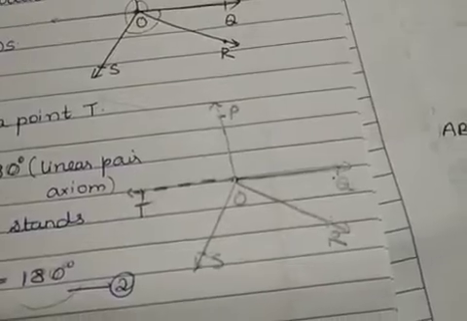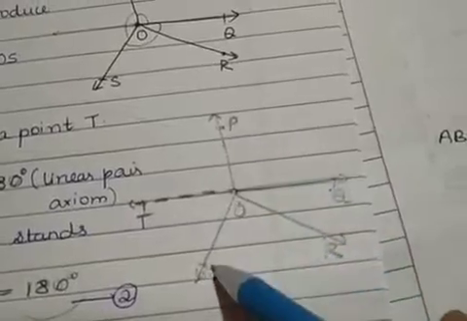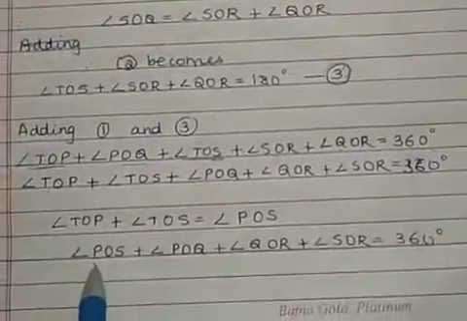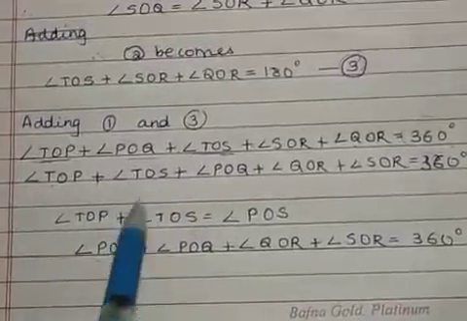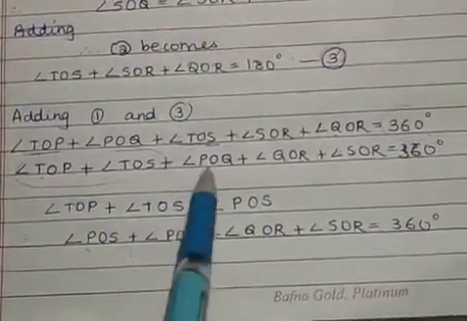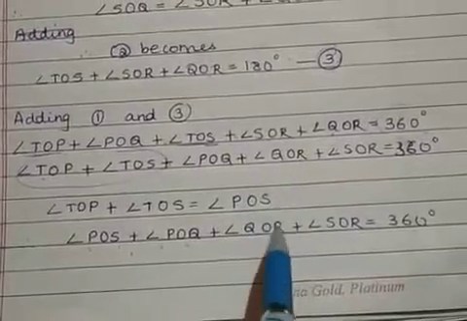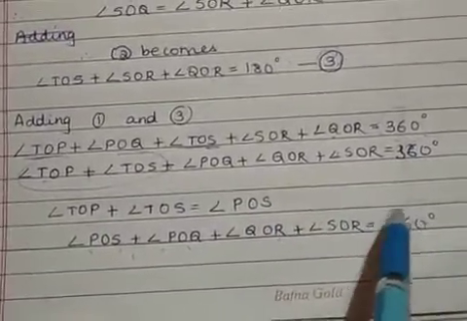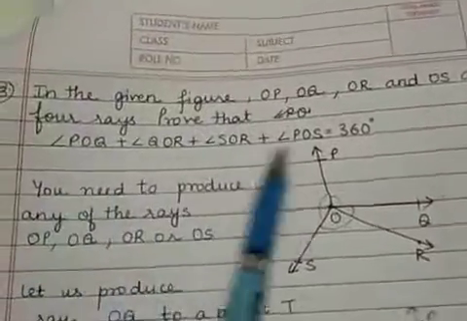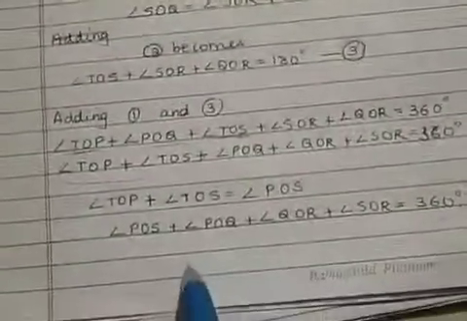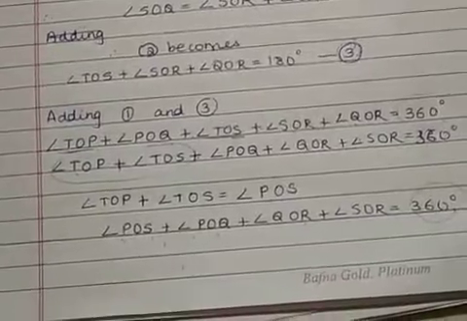Now look at the figure and see what is angle TOP plus angle TOS. Angle TOP plus angle TOS is angle POS, right? So we have angle POS for this, angle POS plus angle POQ plus angle QOR plus angle SOR is equal to 360 degrees. Now this is what we had to prove in the question. So we have proved whatever is asked to be proved using the linear pair axiom.